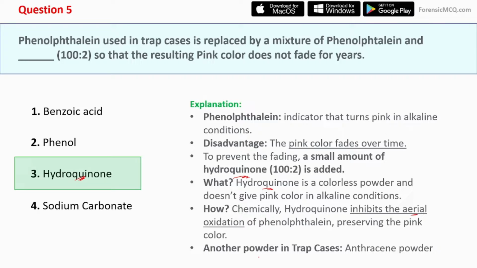Apart from that, there is another powder called anthracene powder, and it is also used for trap cases. And it has two advantages. First, its color doesn't fade away, and second, it gives clear fluorescence under UV light. When observing anthracene powder, it gives blue fluorescence when it is pure, and it shows yellow and green fluorescence when it is impure and contains tetracene, naphthacene, or similar compounds.